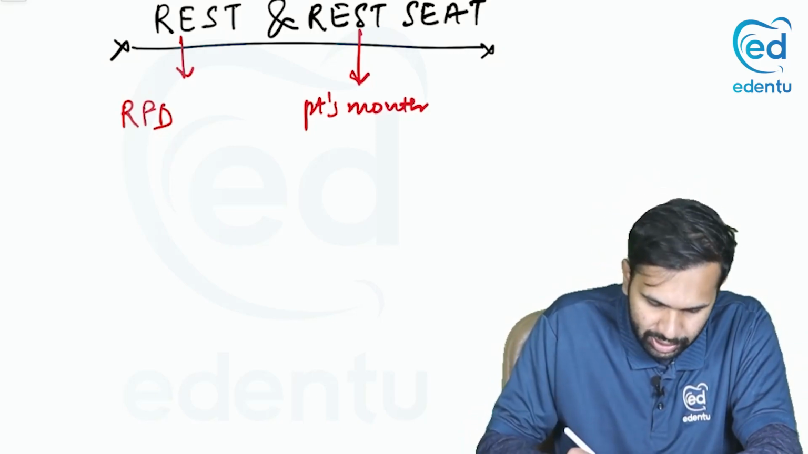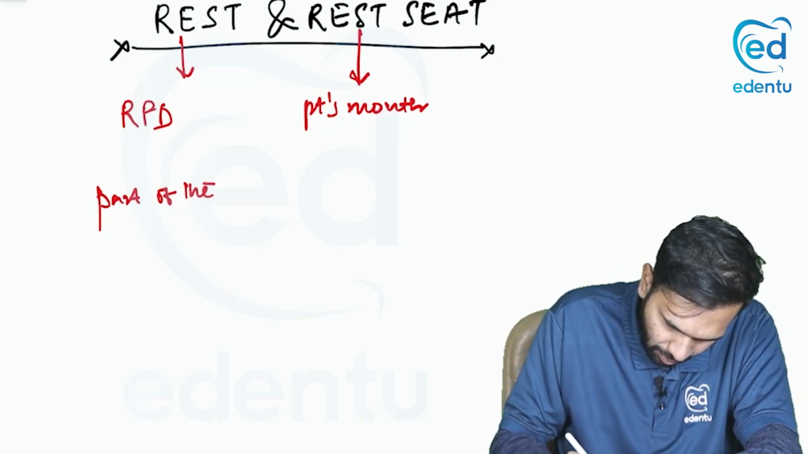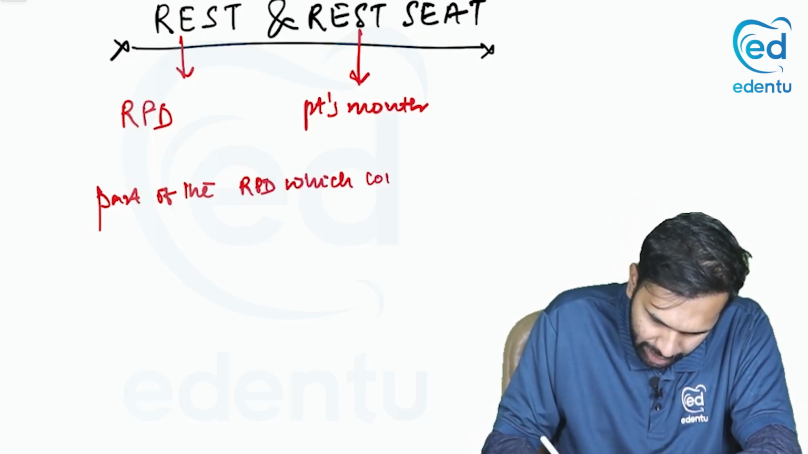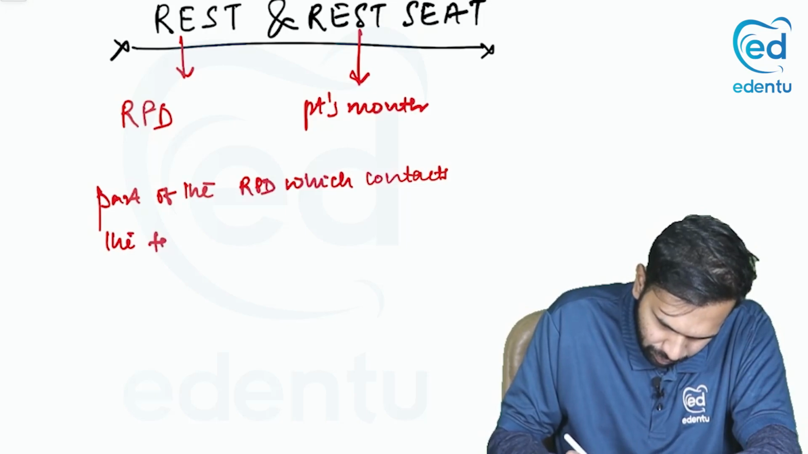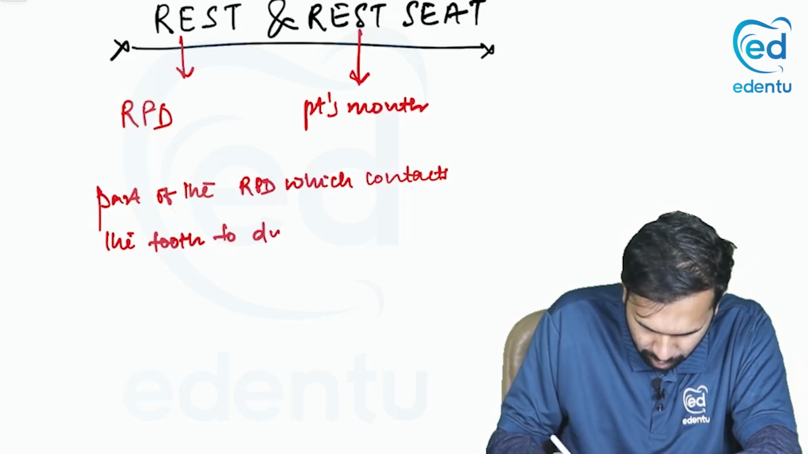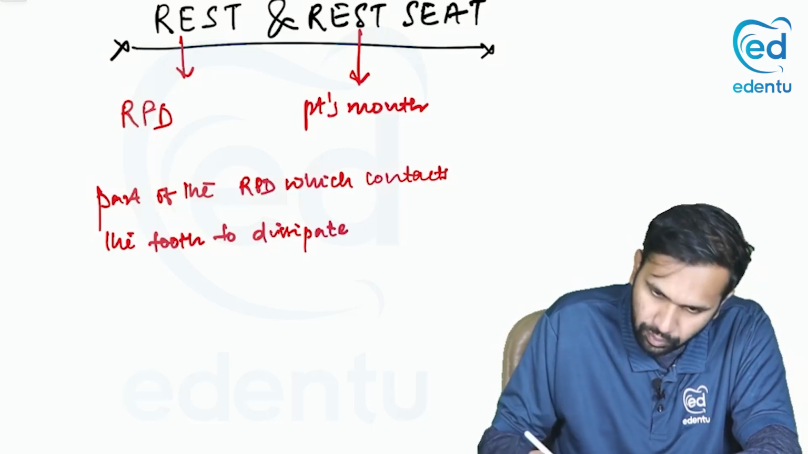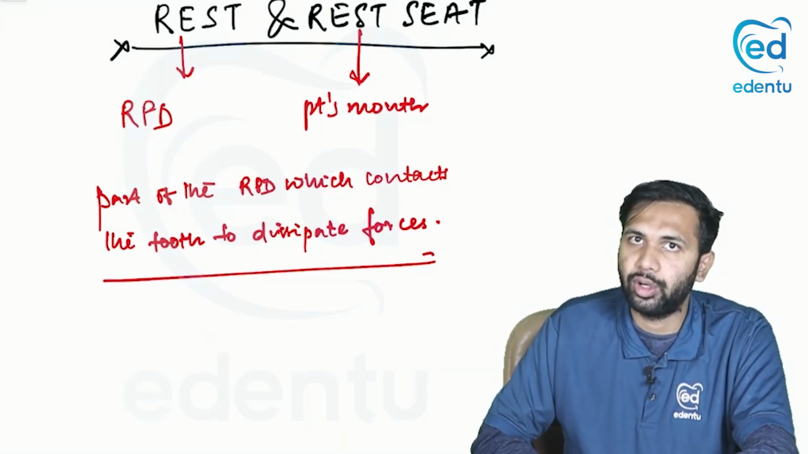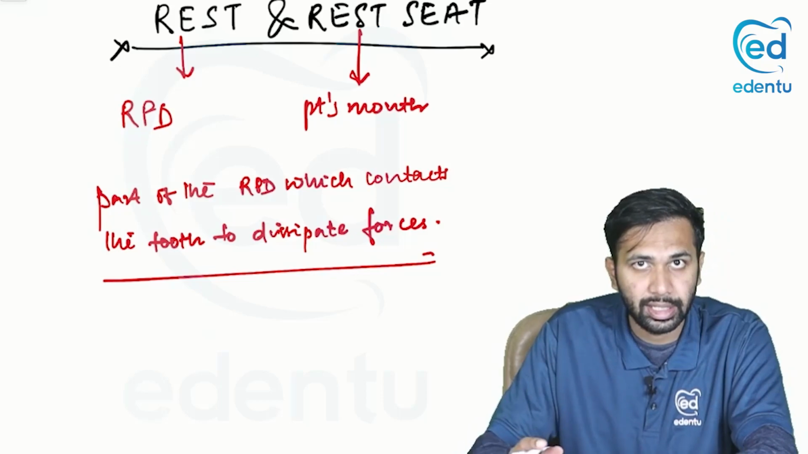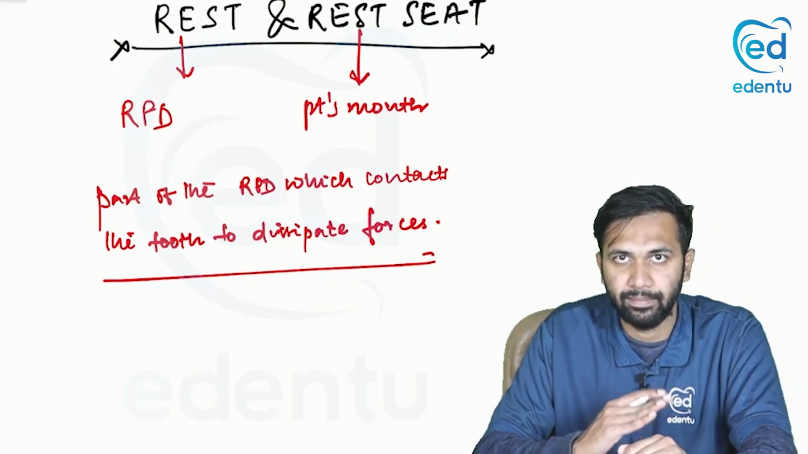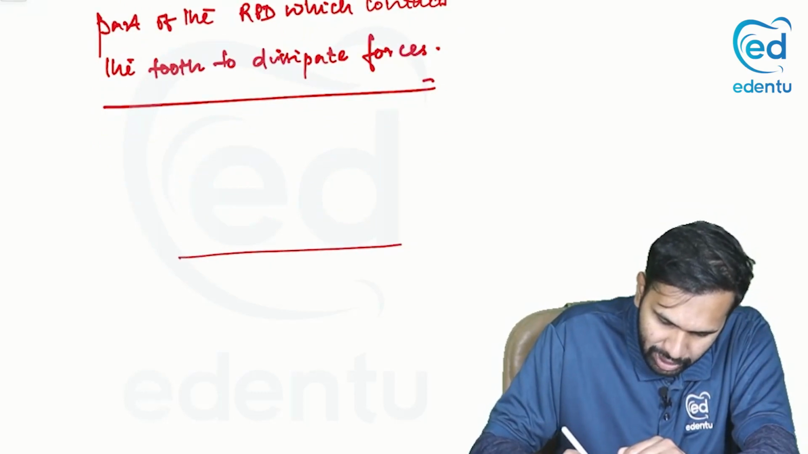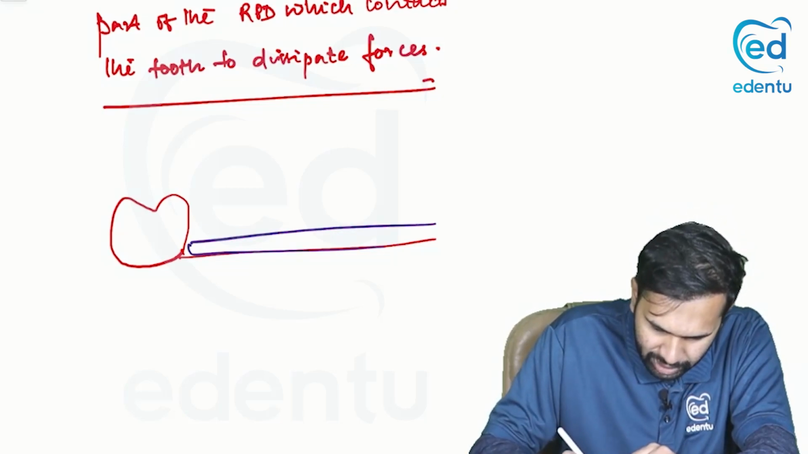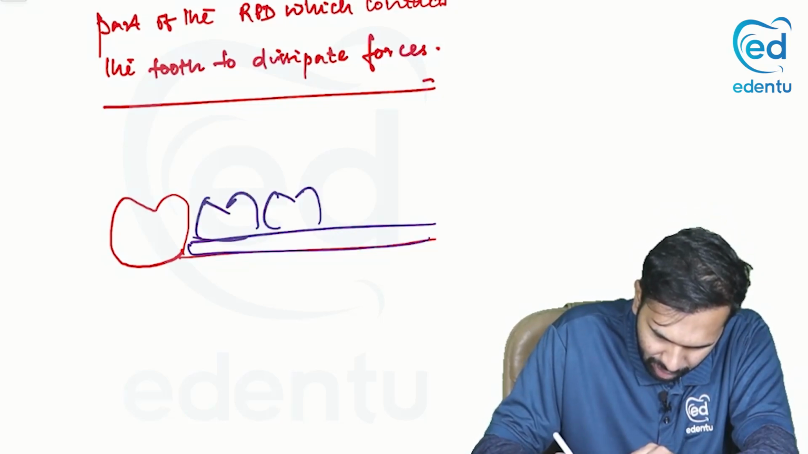A rest is that part of the RPD which contacts the surfaces of your teeth to dissipate the forces, right? So let's say this is an RPD, this is a distal extension case. We have a tooth here. We replace it with an RPD, artificial teeth.